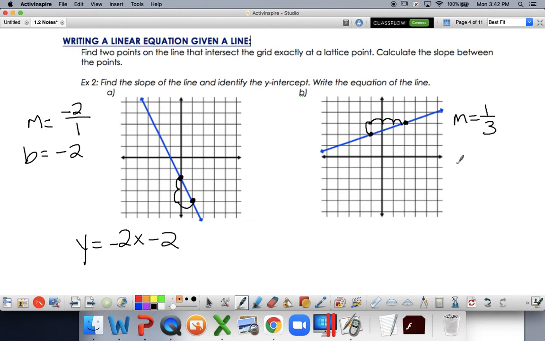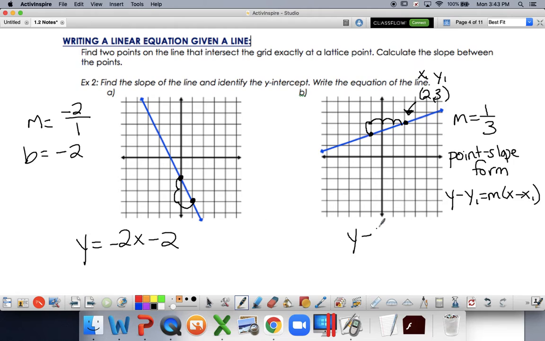But what's my b? Well, how can we figure it out? What we're going to do is use the point-slope form. If we remember that form before, it's y minus y1 equals m times x minus x1. So I'm going to take any point I want, and this point might be the easiest, right? It's in quadrant 1, it has positive x's and y's, and this point here is the point 2, 3. So I'm going to plug that in for my x1 and my y1. So I get y minus 3 equals 1/3 times x minus 2.